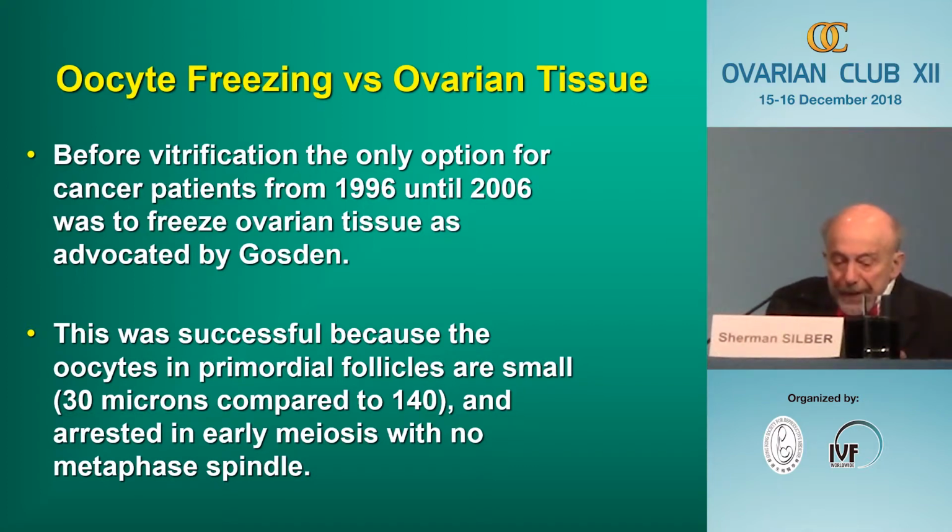Now, this was successful because oocytes in primordial follicles are small, about 30 microns compared to 140, and they're arrested in early meiosis with no metaphase spindle. So Gosden pointed out that freezing ovarian tissue could be very successful, and it certainly worked in his first studies in sheep. And for 40 years, it had actually been done in mice and in hamsters and experimental animals, and it worked even though we couldn't successfully freeze oocytes in human patients, because we were retrieving mature oocytes that were 140 microns in diameter and had a very delicate metaphase spindle. So that was why we started out with ovary tissue banking, and we weren't even thinking about oocyte freezing in those early days.